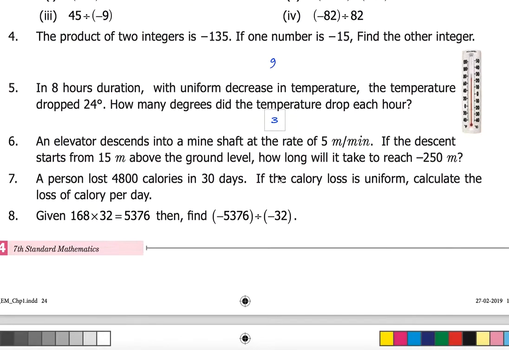An elevator descends into a mine shaft at the rate of 5 meters per minute. If the descent starts from 15 meters above the ground level, how long will it take to reach minus 250 meters? From zero level it will take 50 minutes. To get from 15 meters to 0, it will take 3 minutes more. So the total is 53 minutes.